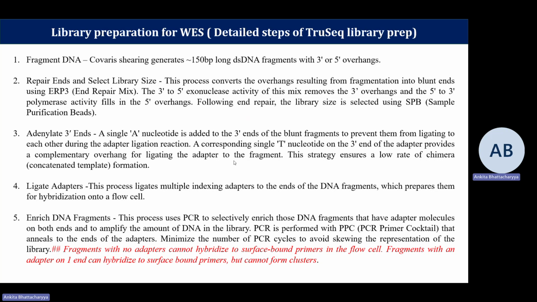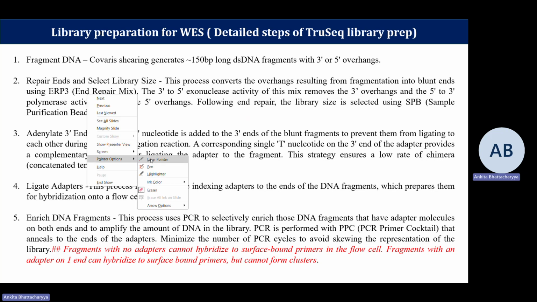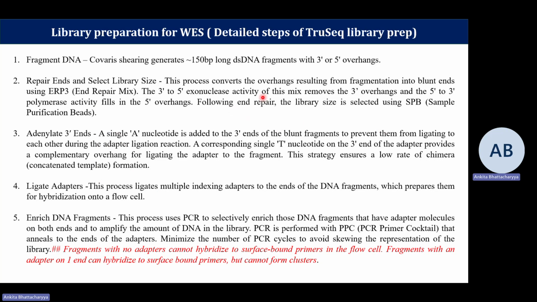Now, once that DNA end has been generated, what will then be done? You will end up repairing the end, and you will also end up generating the library size in this step. That is done using sample purification beads, which will select for fragments of only a certain length. Again, you can read up more about this using the manual that is provided on the Illumina website for the library prep kit or any of the libraries that you want to learn about.